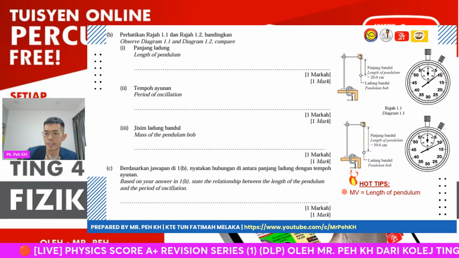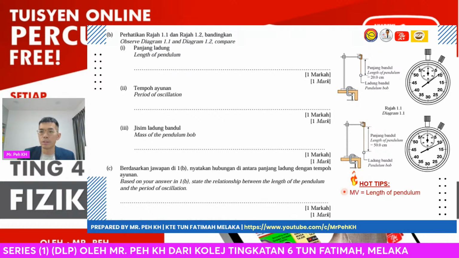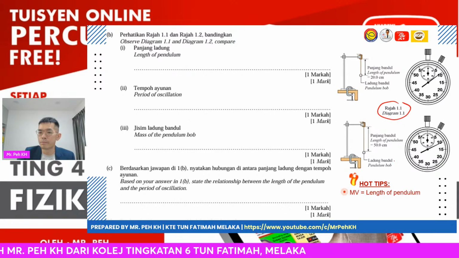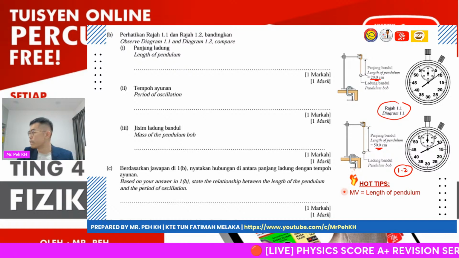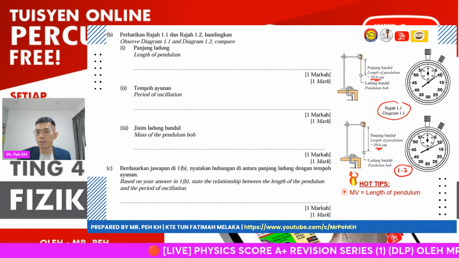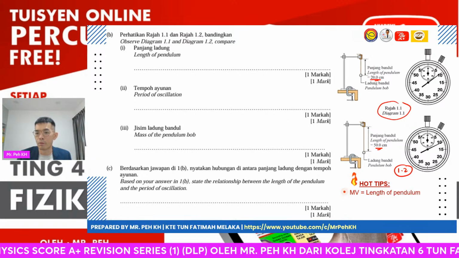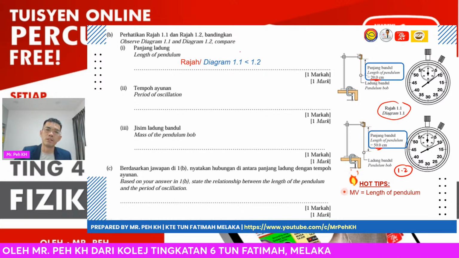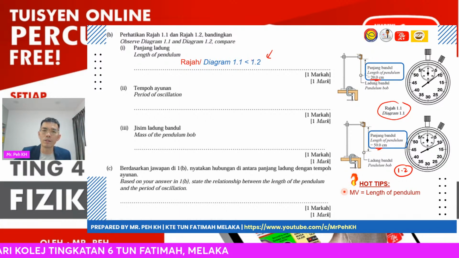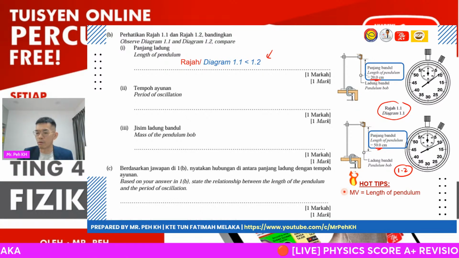Just as we also explained already, the length of the pendulum should be the manipulated variable here. So here you compare the diagrams. You just look at the diagram. You can see 1.1 and 1.2. 1.1 is 20, 1.2 is 50. So the answer is very clear: 1.1 is smaller than, or shorter than, 1.2. Here you should use shorter than. Or you just observe the length, so you can give the simple answer like this: diagram 1.1 smaller than 1.2. Or you can use a mathematics symbol for this type of question.